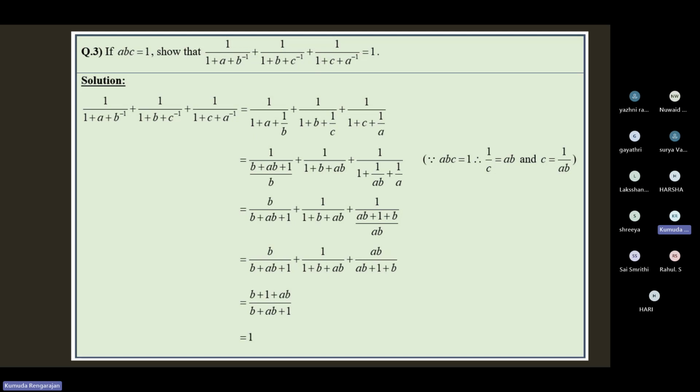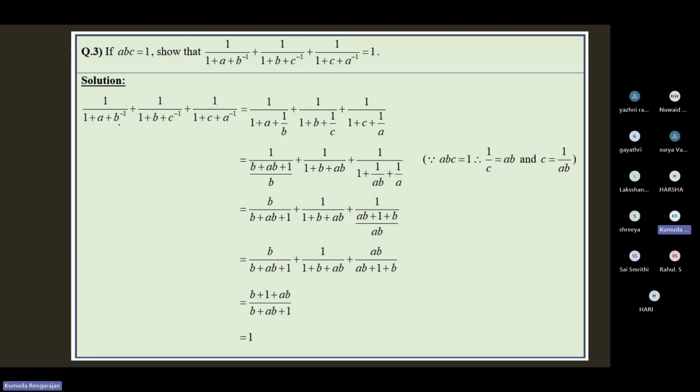ABC is 1. There are 3 unknowns. Since I have this equation ABC is equal to 1, I'll not go ahead with A, B, and C. I'll eliminate one of the variables, either A or B or C. Here in this solution, we have eliminated C. Where there is C and 1 by C, we have used 1 by AB and AB. That's the only thing we have done here.